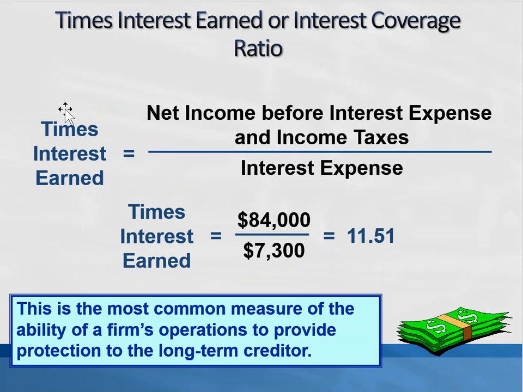Times interest earned ratio. This gives us an idea of a company's ability to meet their periodic interest payments. So it's calculated by dividing the net earnings, net income before interest expense and income taxes. So if you have a net income number that's after interest expense and taxes, you have to add that back. Divided by the interest expense. So this particular company can pay just the interest on their outstanding loans 11.51 times. So again, a higher number would be better.